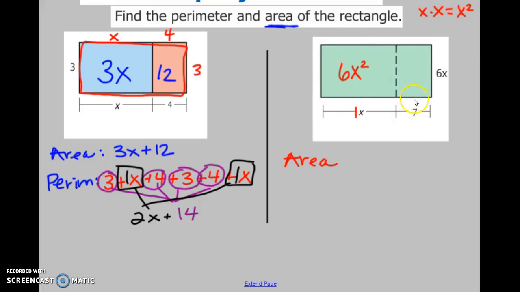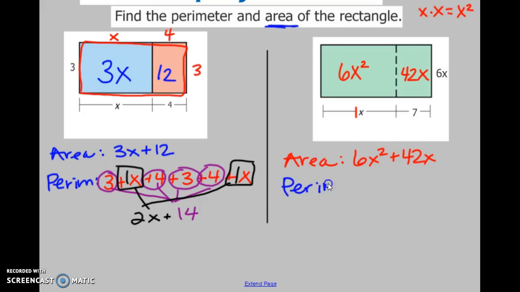And this other smaller rectangle, 6 times 7 is 42, but it's also multiplied by an x. So our area is 6x squared plus 42x. We cannot combine these together because this is x squared and this is just x. They are different.